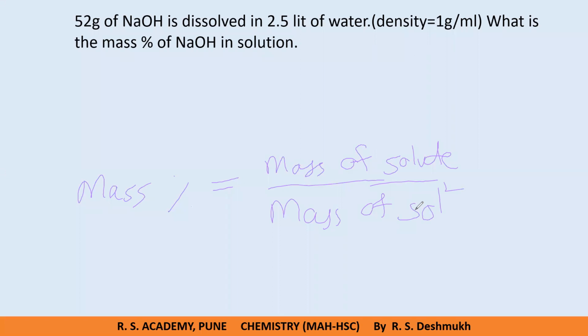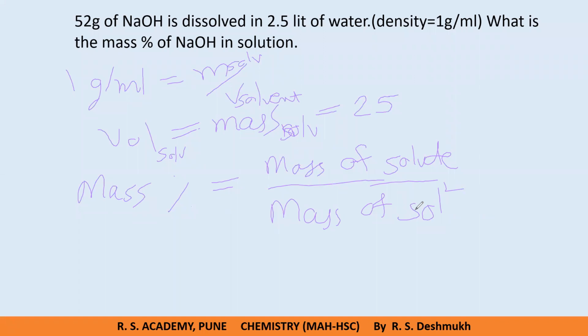So the thing is, I know that 1 gram per ml, that means density is mass upon volume. So I can say the mass is equal to volume, but for what? Suppose I am finding it out for the solvent. So volume of solvent is equal to mass of solvent, but that is how much? This is given as 2.5 liter, but 2.5 liter is equal to how much? 2500 ml. But 2500 ml is equal to 2500 grams.